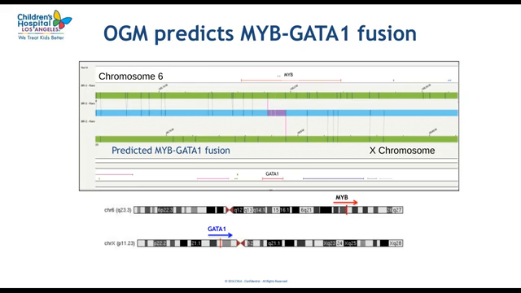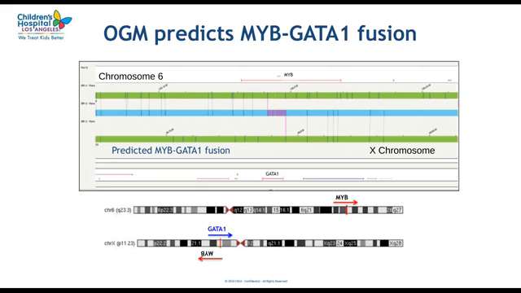So OGM results suggested the presence of MYB-GATA1 fusion. But if you look at the bottom, how these genes are oriented on their corresponding chromosomes, if you just have a simple translocation between chromosome 6 and X, you would end up having these two genes in opposite orientations, and that would not result in a productive fusion. And so that explains why there was inversion of a segment of 6Q before the material was translocated to the X chromosome, because only that inversion allowed creation of a productive fusion between MYB and GATA1.